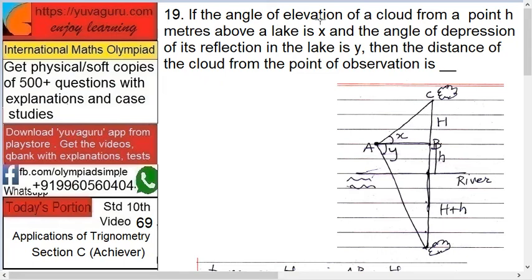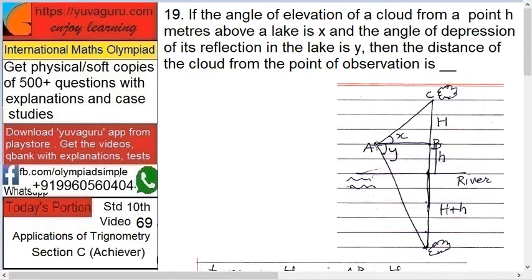If the angle of elevation of a cloud from a point h meters above a lake is x, the angle of depression of its reflection in the lake is y, then the distance of the cloud from the point of observation is. We have solved a similar problem earlier, I think in video number 66 or 67. Check that. Okay, similar problem.